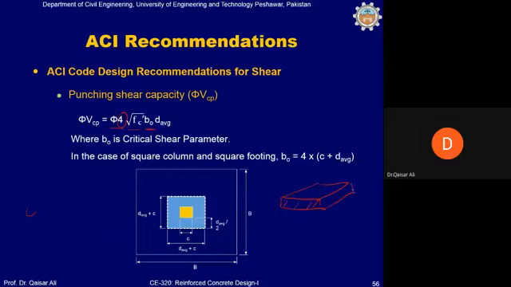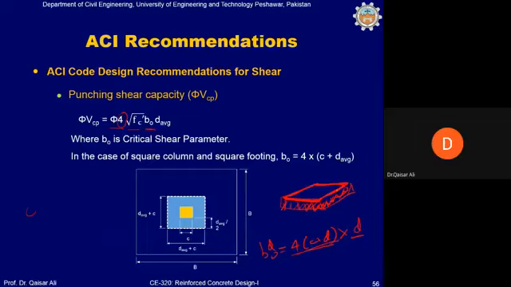It has 4 sides, so this will be b_0 d. This is b_0, this, and this. The summation of these is b_0. So b_0 will be equal to 4 into (c + d). This is b_0, and this multiplied by the thickness will give us the punching shear area. So it will be 4 into (c + d) multiplied by d, or b_0 d will be equal to 4(c + d)d. This is the punching shear area.